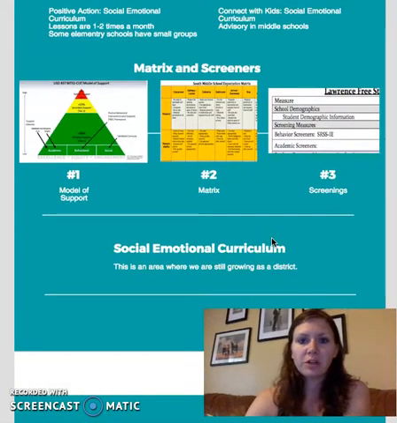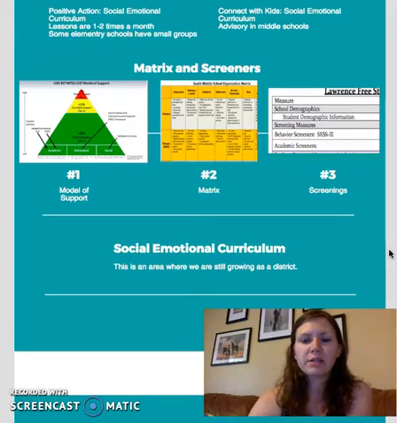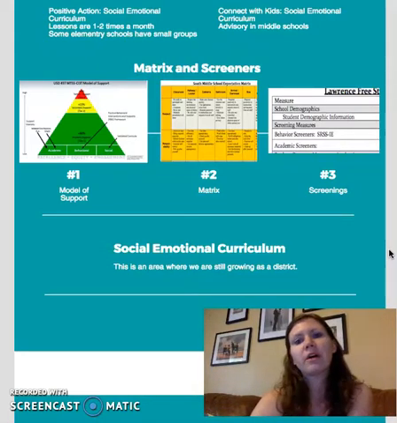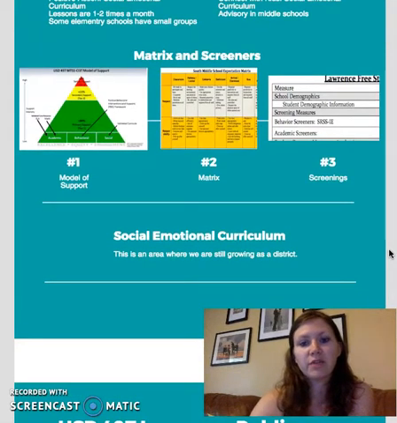So this is an area we're still growing. Our elementaries are 1 year ahead of where our secondary schools are. They implemented a year before us. And so this is still a process of how to use that data and where it goes to. So right now we know where we want to go. We know where some of the gaps are, but we're not sure what's causing those gaps.